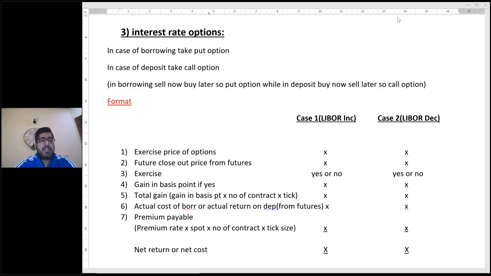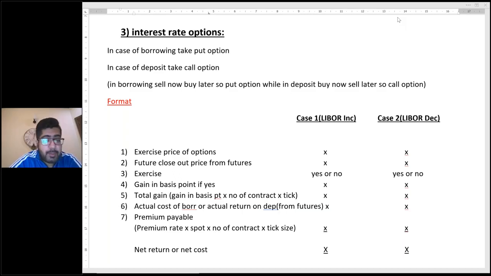Okay, now one last technique is the options. In options, again, the first rule, in case of borrowing, you need to take put option. In case of deposit, you need to take call option. In borrowing, take put option. In deposit, take call option. Now, what is the format of options? I am just guaranteeing you that options is just a 2-minute task if you have done futures. If you have done futures, that's tricky and detailed, no doubt about it, but options is just a 2-minute task if futures is done. Now, the format of options is, again, there are two cases.